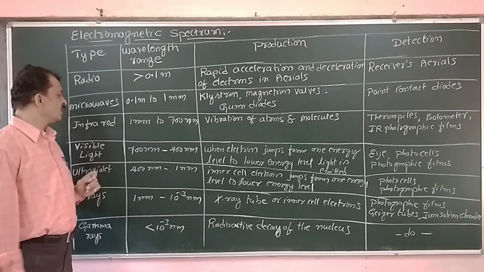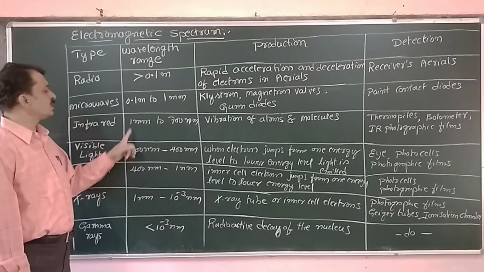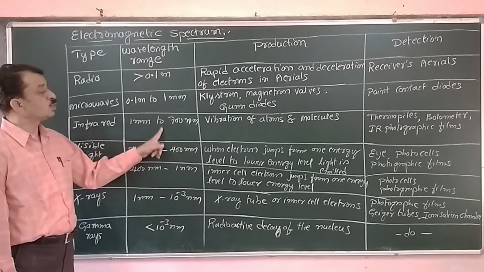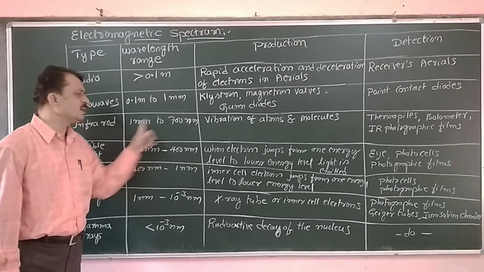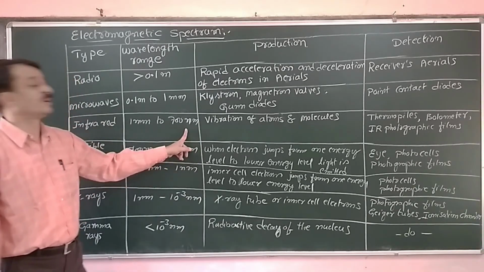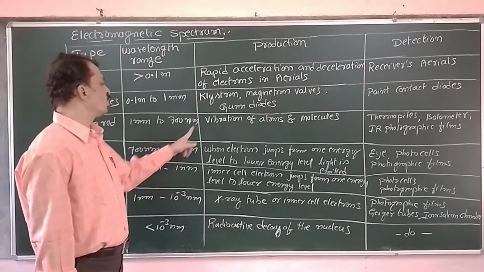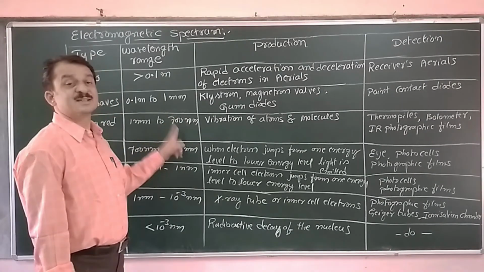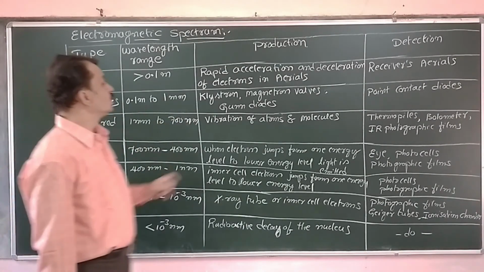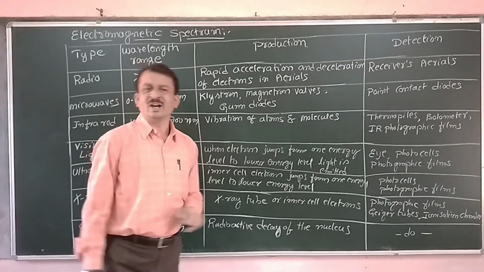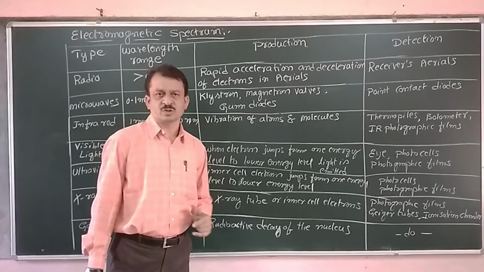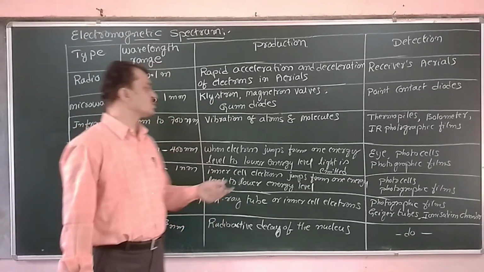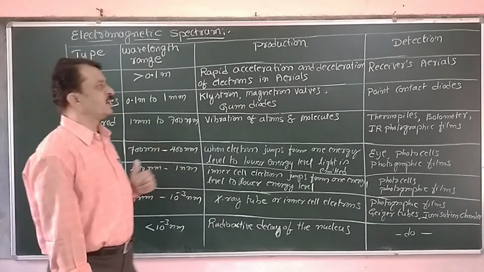Third one is infrared. Their wavelength range is 1 millimeter to 700 nanometer. This is millimeter, this is nanometer, 700 nanometer, which comes around the red region of the visible spectrum. Now, how are they produced? Any hot body, that is vibration of the atoms or molecules in any hot body, gives out these infrared radiations.